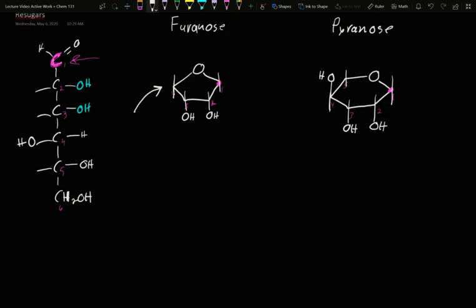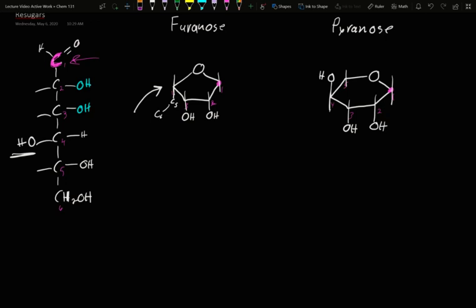Well, there's an up and down for those. If the OH group that makes the ring was on the left, if it's an L, then your extra carbons will always go down. So carbon 5, carbon 6. If your OH that makes the ring was on the right, if it was a D, then your extra carbons would go up, which is what we'll actually see over here in the pyranose.